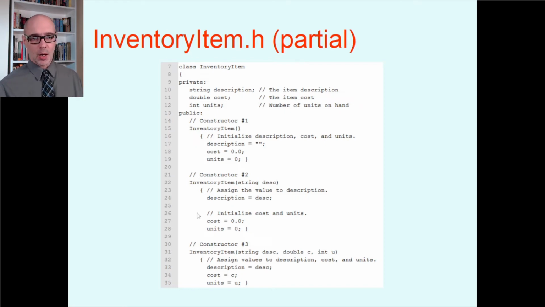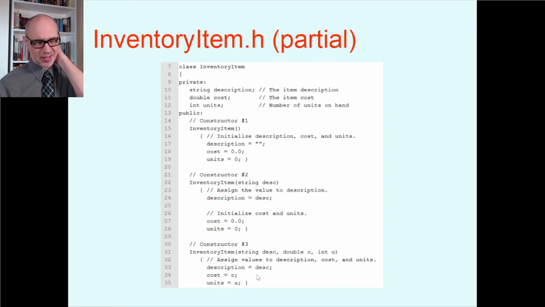On the other hand, here's constructor number 2 that just takes in the name of the item. So in comes a string for the description. You set the description of that. And to begin with, you set the cost to 0 and you set the units on hand to 0. Those will get filled out maybe later on. And then here on line 31, here is the third constructor that does actually take in data for all the members. So a string for the description, a double for the cost, an integer for the number of units, and all those things are recorded in the 3 member variables.